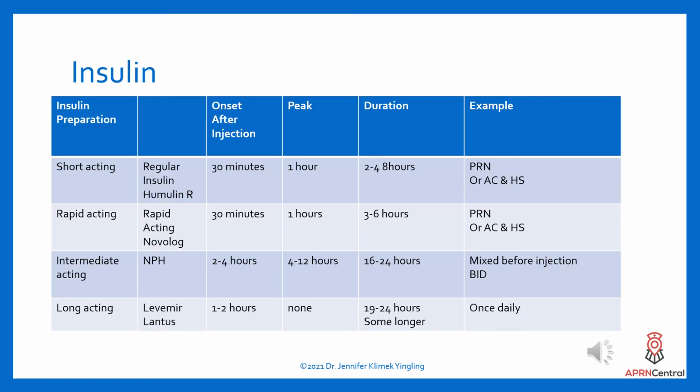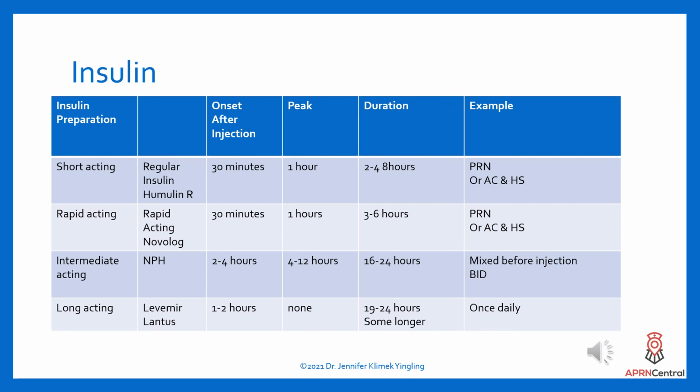For you to understand the different onset of action, the peak, and the duration of different insulins. And this is just something, if you didn't memorize it when you were studying for your RN boards, you're just going to have to memorize it now. So short acting, onset after injection, is going to start bringing the sugar down in about 30 minutes. Peak is in an hour. Duration is 2 to 4 hours.